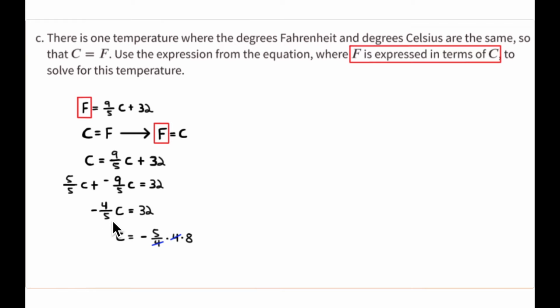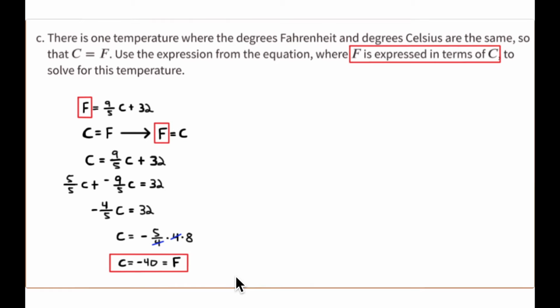So now you're left with negative 4/5 degrees Celsius is equal to 32. Multiply through by negative 5/4, which is the multiplicative inverse of negative 4/5. This becomes 1, essentially goes away, and you're left with negative 5/4 times 32. Rewrite the 32 as 4 times 8 so that you can cancel out the 4's. And you're left with 5 times 8, that equals negative 40 degrees. So at negative 40 degrees, both Celsius and Fahrenheit are the same.